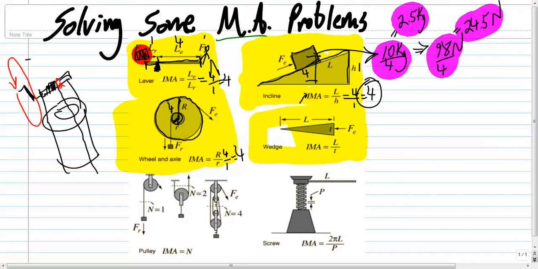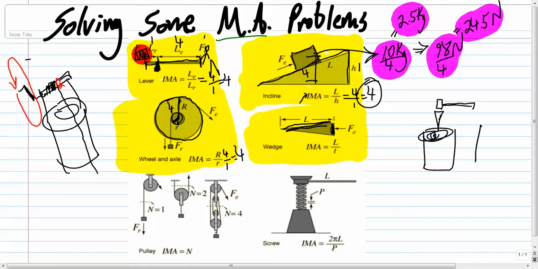Another easy one. So the wedge, it's just the length of the wedge divided by the thickness at the end that you're going to hit. So if you've got a piece of wood that you want to split, you're going to use a wedge to do it, and you're going to hit it with a hammer or something.